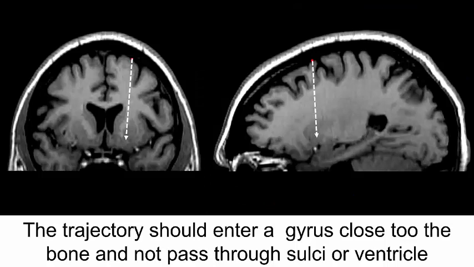The trajectory should enter a gyrus close to the bone and not pass through sulci or ventricle. Passing through a sulci increases the risk of encountering a blood vessel and causing a hemorrhage. Further, there is an increased risk of displacement of the electrode away from the intended target. If you need to pass the ventricle, then it is better to have a clean entry and to avoid sliding on the lateral wall.